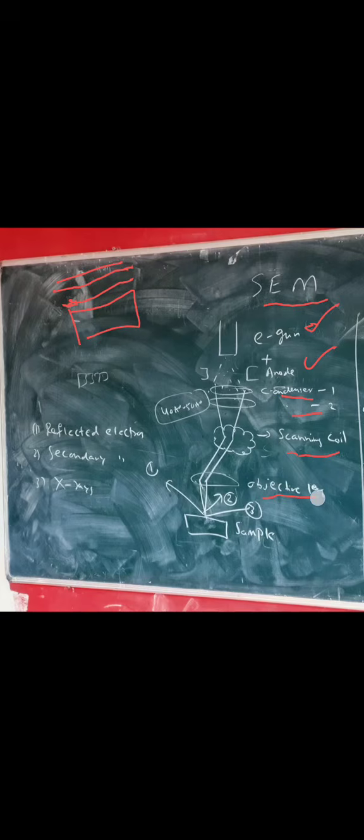Now it falls on the objective lens. The objective lens further decreases the size of the electron beam to a point size, and finally it falls on the sample, the object which we need to see, the nano object. Now the image of this object, especially the upper part, because it will scan the upper part of the surface.